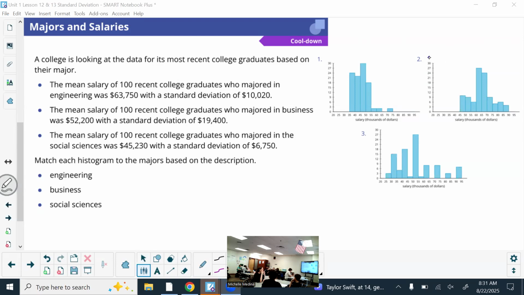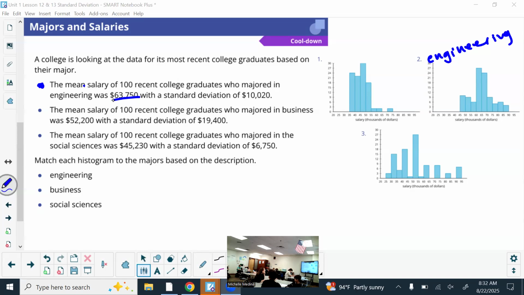Okay, let's evaluate that. Engineering majors, that was this first bullet point. Their mean salary was about 64,000. Do you agree? Does that graph have a mean of potentially around that much? How do you know where to look for the mean? Toward the middle, because mean is a measure of center.